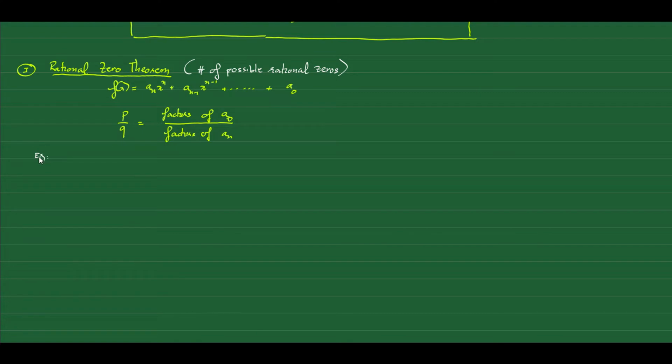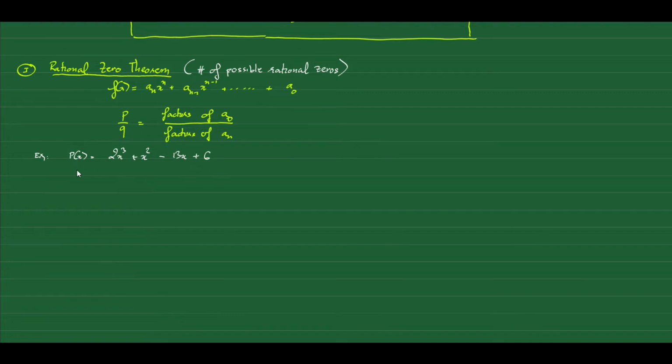Example number 1. What if I have polynomial p of x, and I have 2x to the third. Make sure you put everything in order, plus x squared, because it must be in order to determine the last digit, the a sub 0, plus 6. So this one I give you this in order.